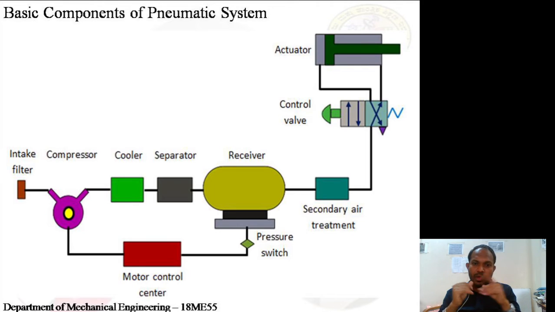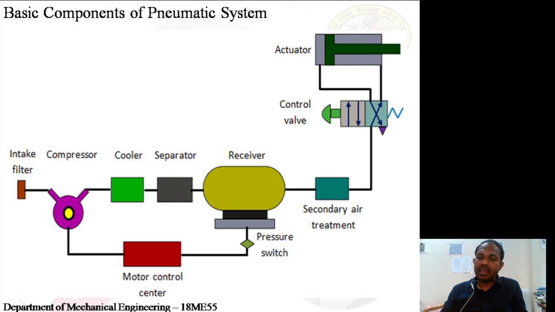Is it clear? Now this air receiver as well as the compressor are both operated with the motor control center. Now this is the layout of the different basic components of pneumatic systems which are extensively used in all pneumatic systems: an intake filter, compressor, cooler, separator, receiver, then the secondary air treatment, control valve, and then actuator.